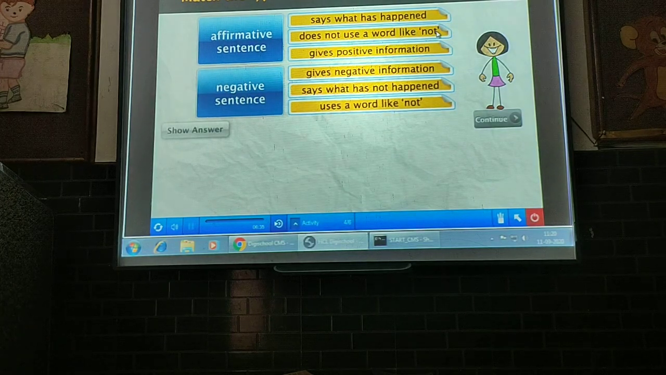Affirmative मतलब क्लास जो आपको डायरेक्टली कुछ बता रहा है उसमें not, but, ना का तो कोई सवाल ही नहीं होता, उनको affirmative कहते हैं. Give positive information, जो आपको positive information दे रहा है, बिल्कुल right information दे रहा है. And negative में आप not word use करते हो, आपको negative information मिल रही है, like आपको कोई काम नहीं हुआ, कोई आपका work रह गया, उसके बारे में.